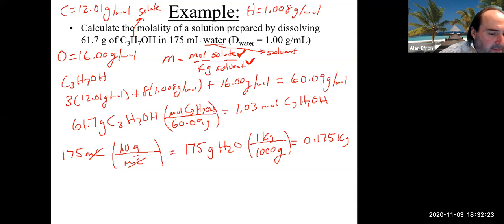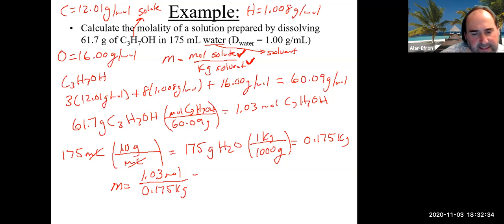We now basically have both of the things that we need. So the molality here would be 1.03 moles divided by our 0.175 kilograms. And we will end up with 5.87. Now, in terms of the units, very much like molarity, you could leave it as moles per kilogram if you want, of our whatever it is there, C3H7OH.